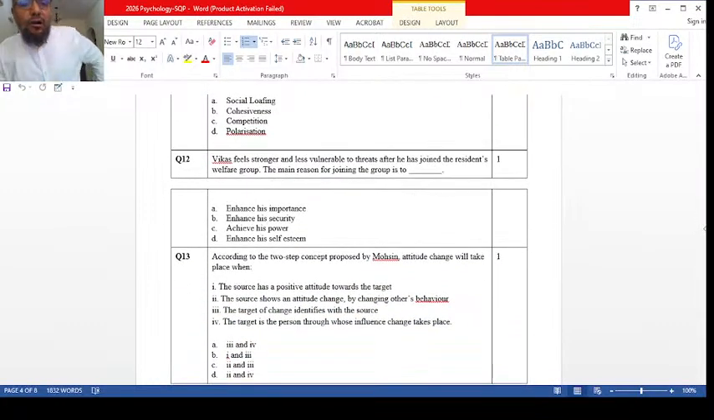Vikas feels stronger and less vulnerable to threats after he has joined the residents' welfare group. The main reason for joining the group is security. See here, it enhances his security. So option B is the right answer. Why do people join groups? Security, status, self-esteem, satisfaction of needs. So he is less vulnerable to threats. That is basically security. Enhancing security. Question number 12, B it is.